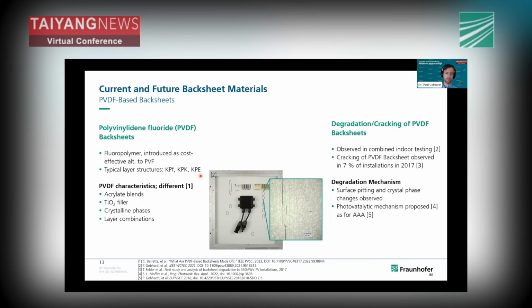And additionally to this, the PVDF layer itself can have very different characteristics. So it can consist of an acrylate blend. It can contain various amounts of titanium dioxide filler as pigments. It can have different crystalline phases, and it can also have different layer combinations. So there is this very recent publication that shows that some of the PVDF layers have an acrylate blend in the core, and then two more pure PVDF layers on the edges, of course, also with titanium filler. So we have a lot of different layer structures and a lot of different material properties.